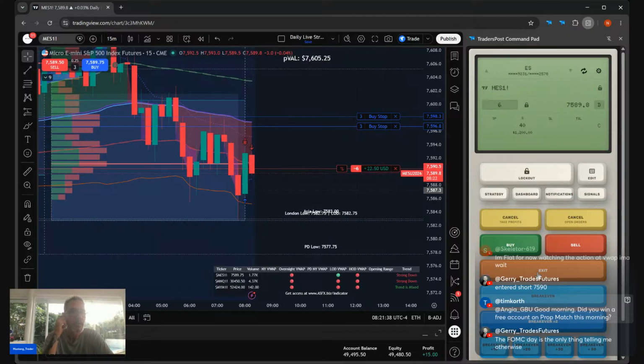Zach's over on PFM talking about people who have a bunch of screens for their setup. Meanwhile, I'm over here trading off a laptop at my kitchen table right now. I was up 22.50. Now I'm down 22.50.